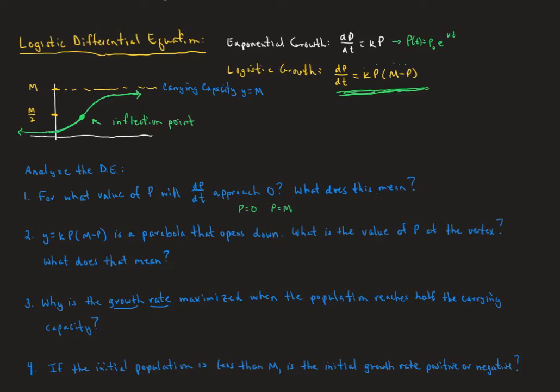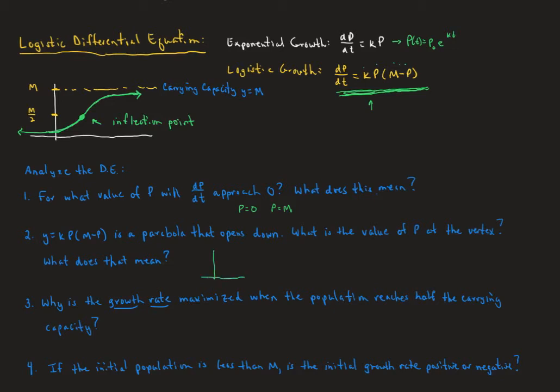So number 2, y equals k times P times (M - P) is a parabola that opens down. And that's exactly our differential equation, where we're calling it y instead of dP/dt. So that P times (M - P) is going to give us a negative P squared. So it's a parabola that opens down, and the question then is, what is the value of P at the vertex? And what does that mean?